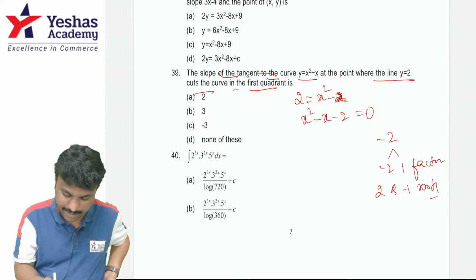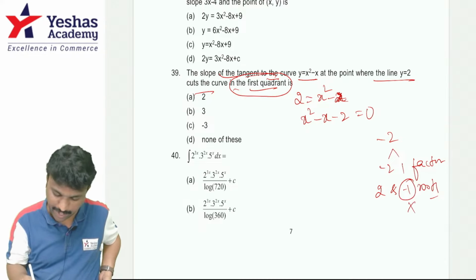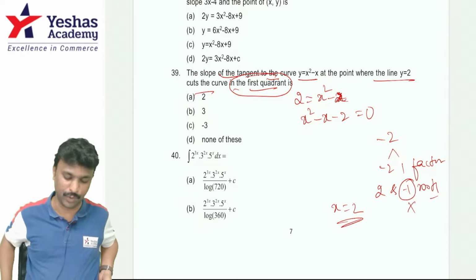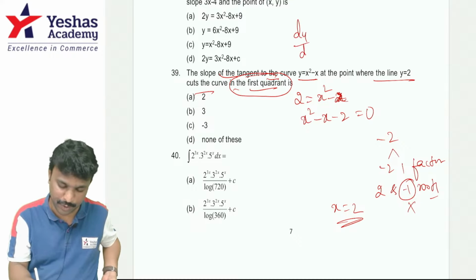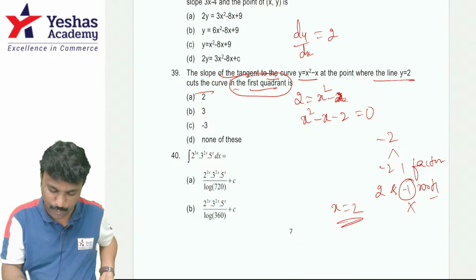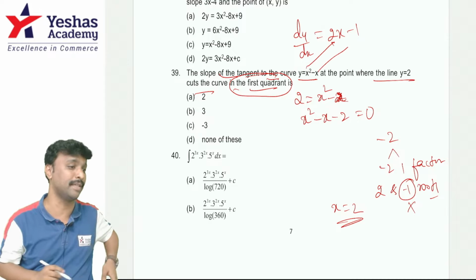But they've clearly said it is first quadrant. In the first quadrant x value cannot be negative. So x value has to be 2. You understood? X value has to be 2. Now find out dy by dx because we are asked to find the slope. So 2x minus 1 it is. Derivative of x square is 2x. Derivative of x is 1.